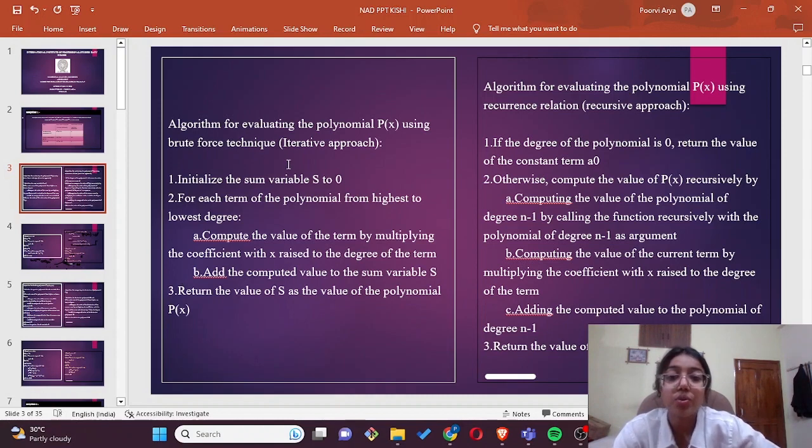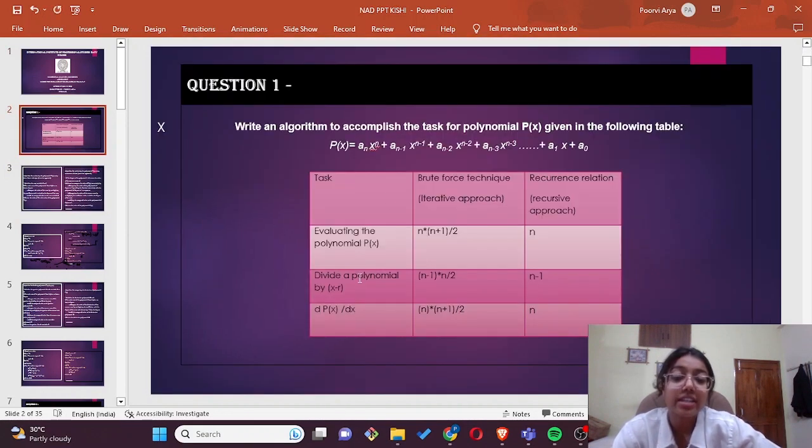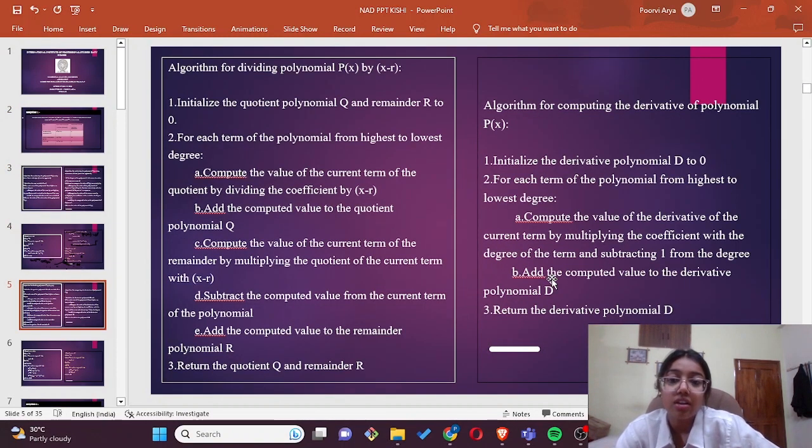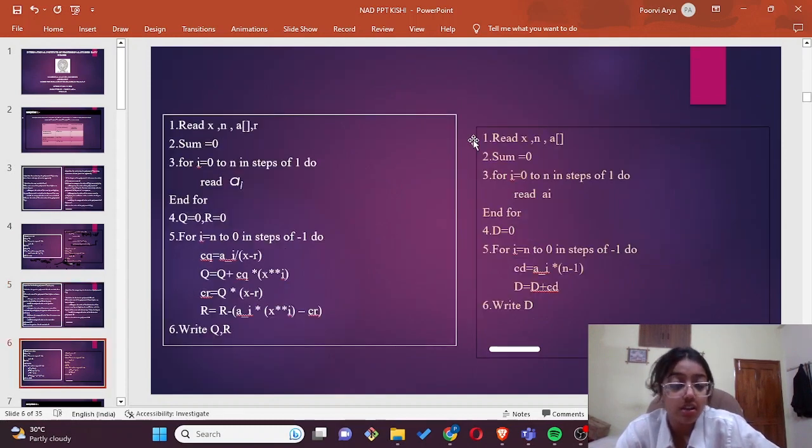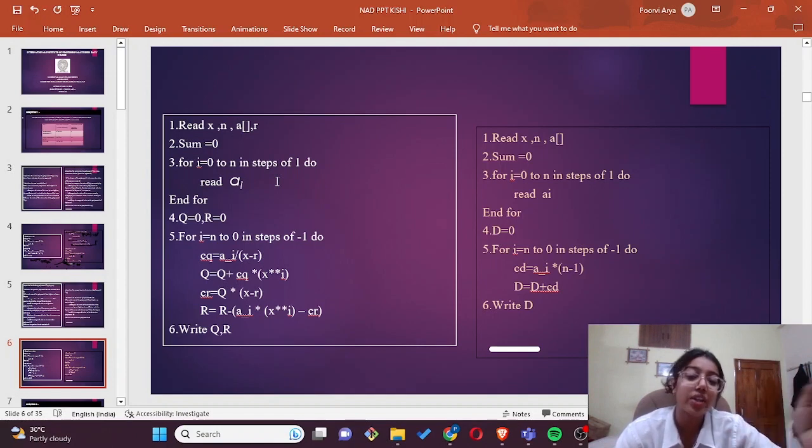And now let's move on to our part 2, that is divide a polynomial by x minus r. See, algorithm for dividing a polynomial p of x by x minus r. This is the algorithm. First we read the value x, n, a and r. Here we take r as the remainder. Then we initialize the sum equal to 0. For I equal to 0 to n, read a of I. We read the value a of I, that is a0, a1, a2, a3, and then end for.